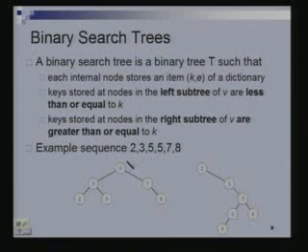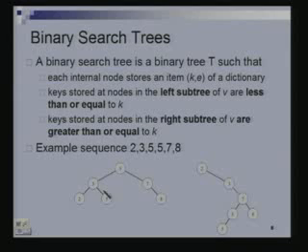Now what is the binary search property? The binary search property says the following: all the keys which are less than 5 will be in the left subtree. All keys which are larger than 5 will be in the right subtree. And this property holds at every node, not just at the root node. Here also, the left subtree will have keys which are less than 3. The right subtree will have keys which are larger than 3.